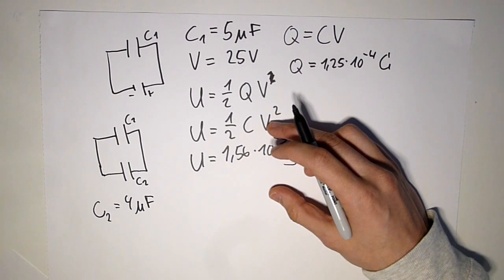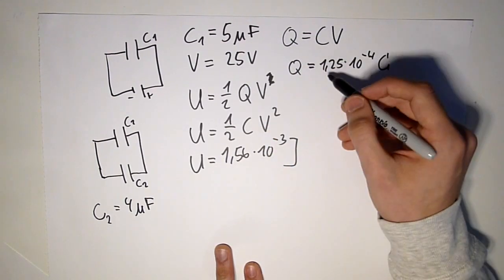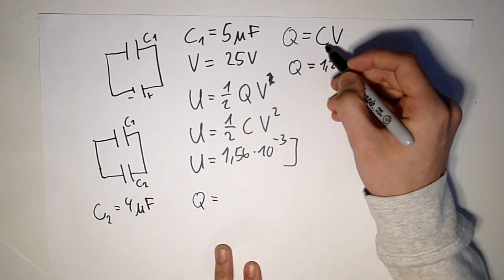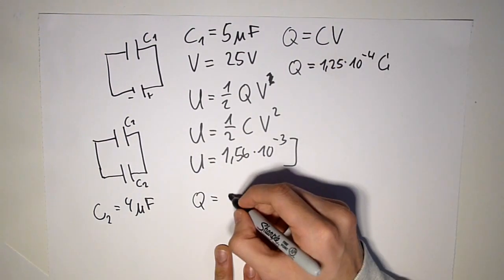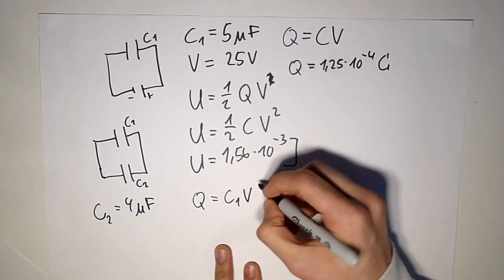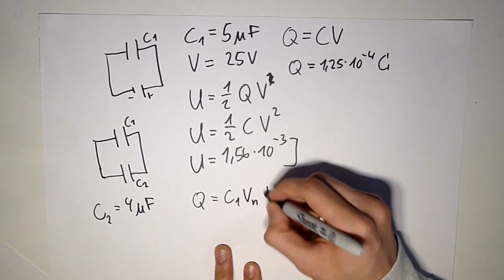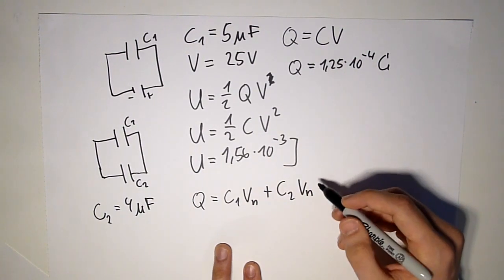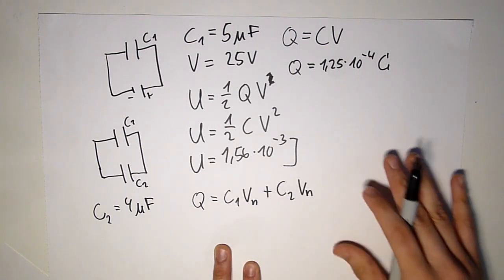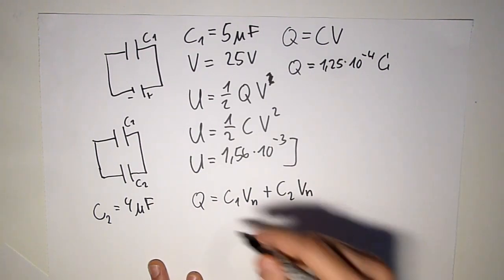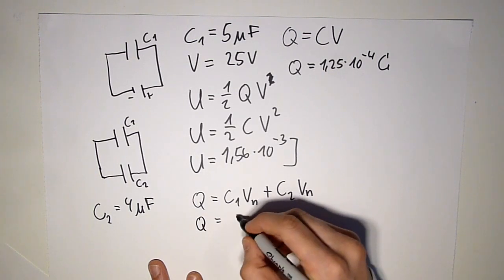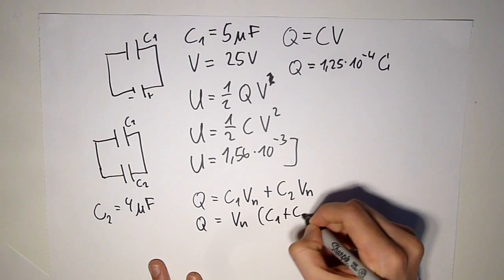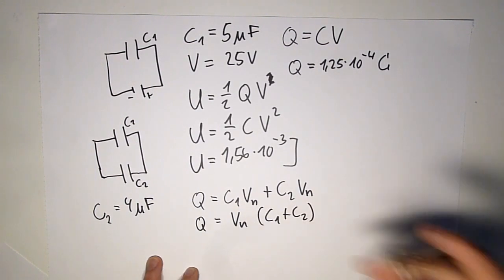Well, we can use again this formula, because the charge is going to stay the same, so Q is then equal to, well, we have two capacitors now, so capacitor 1 times the new voltage plus the second capacitor times the new voltage. That's going to be equal to the charge, and we can also write this simply as Vn times C1 plus C2.